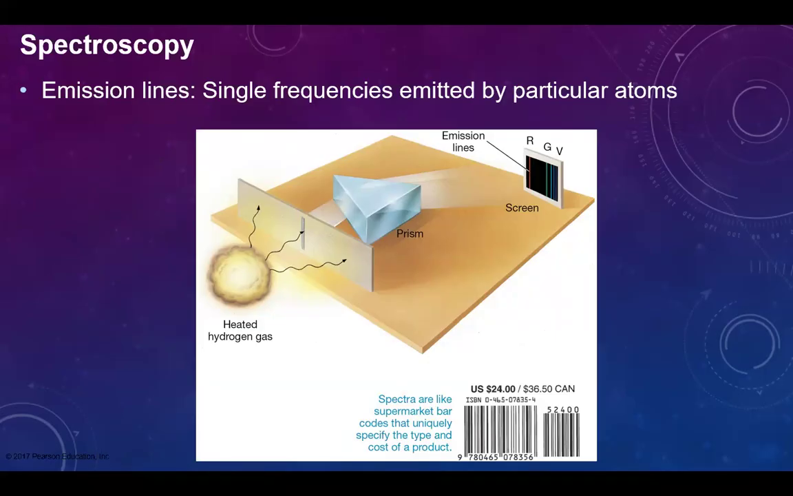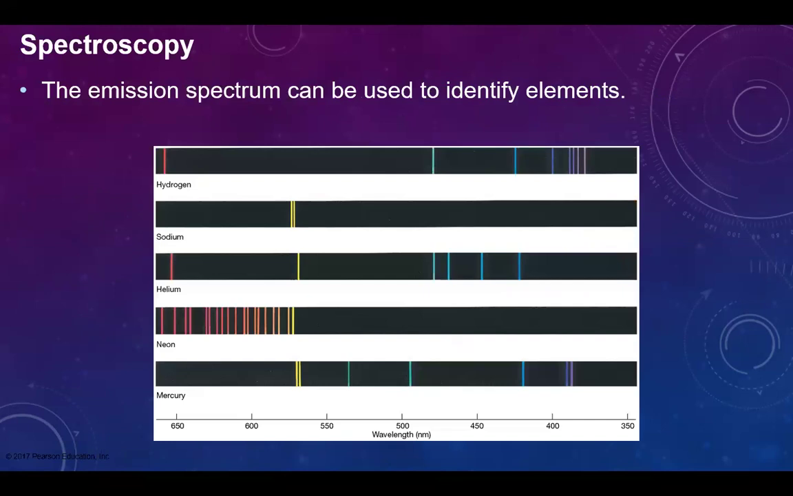So emission lines are single frequencies emitted by particular atoms. And the emission spectrum can be used to identify elements. Each element has a unique pattern of lines it generates because it has its own energy levels, and so they have fingerprints. So here's neon. You can see there's lots of red lines in it. You ever seen those old, really yellow streetlights that kill all color? Those are sodium lights. Sodium has a really strong pair of lines in the yellow.